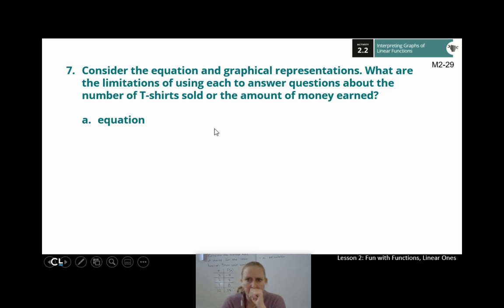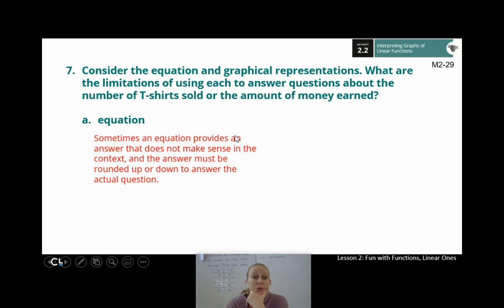So as far as the equation goes, I generally like using the equation, but sometimes an equation provides an answer that doesn't make sense in the context, right? Like we couldn't get even 6.67. We're not going to sell 0.67 of a t-shirt. So sometimes the answer has to be rounded up or down to really answer the question. We could sell 6 t-shirts or we could sell 7 t-shirts, but I can't sell 6.67 of a t-shirt. So the equation is great, but sometimes we do have to round our answers to make sure our answer actually makes sense and answers the question.